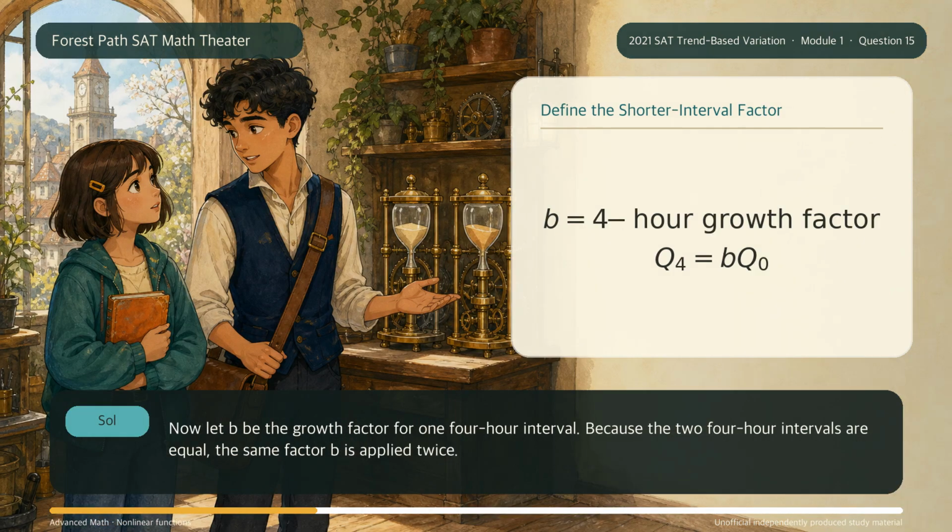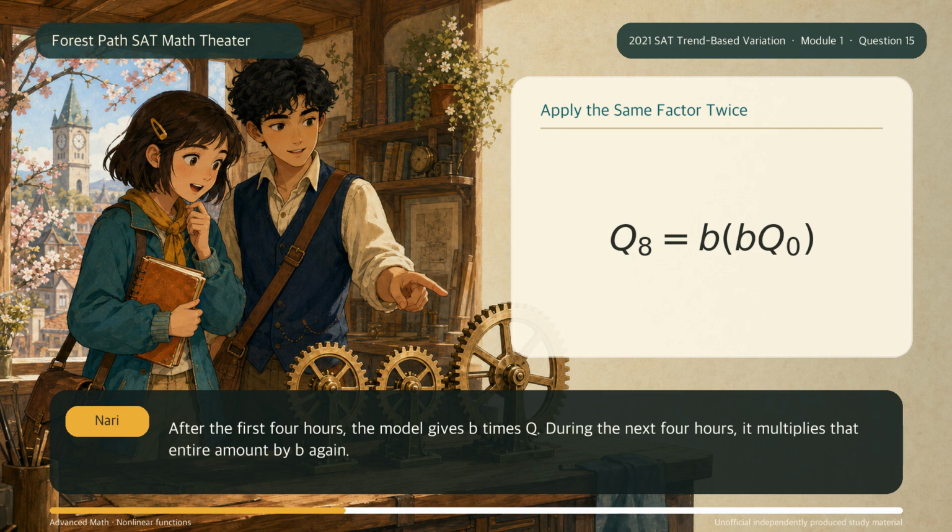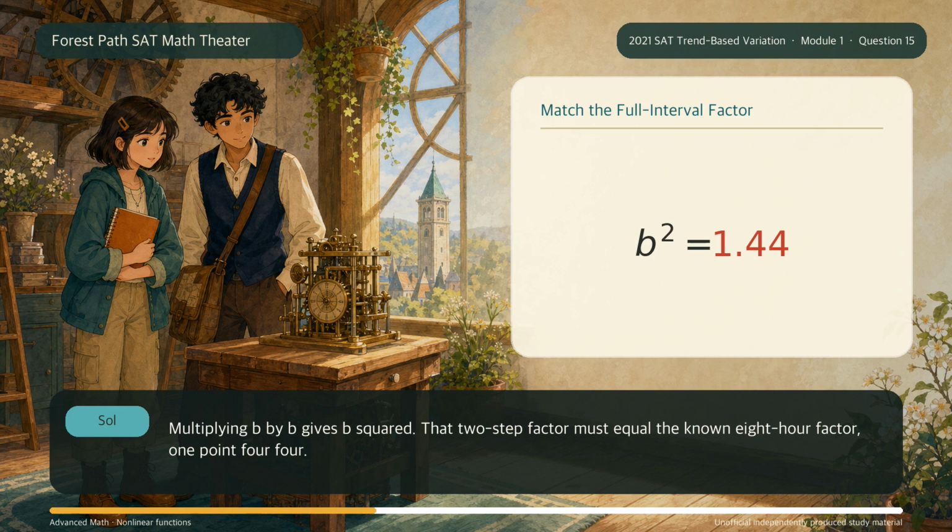Now let B be the growth factor for one 4-hour interval. Because the two 4-hour intervals are equal, the same factor B is applied twice. After the first 4 hours, the model gives B times Q. During the next 4 hours, it multiplies that entire amount by B again. Multiplying B by B gives B squared. That two-step factor must equal the known 8-hour factor, 1.44.